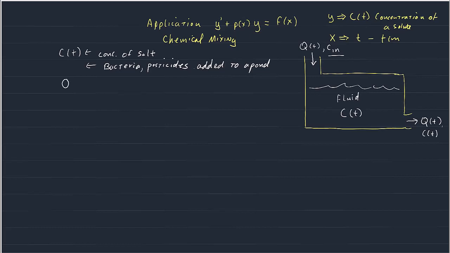So let's define Q, that's our flux, and that's in, let's say, meters cubed. So it's a volume flux, meters cubed of fluid per second. And our concentration is, let's say, grams per meter cubed. So grams of solute per cubic meter of fluid. And again, C in is our input concentration.